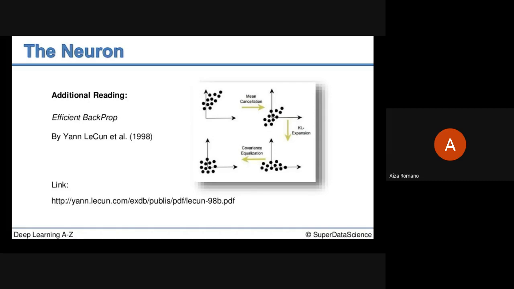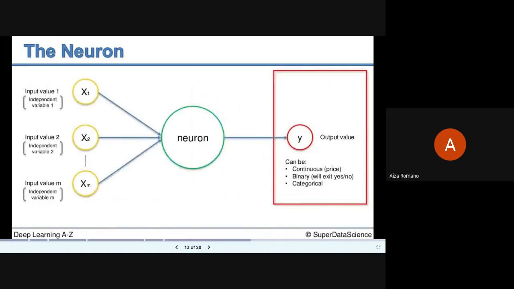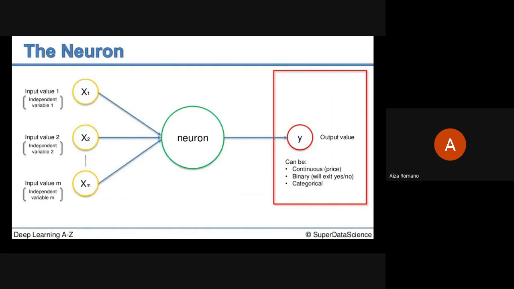And here we've got the output value. So what can our output value be? Well, we've got a couple of options. The output value can be continuous, for instance, a price. It can be binary. Binary, from the term, means that the variable has two values. An example is whether a person will leave or stay.